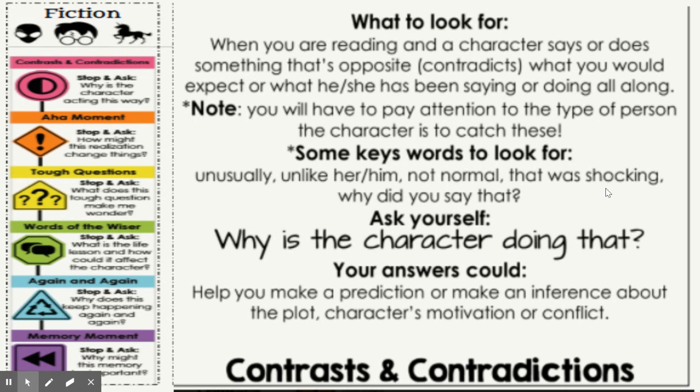So when you see these things, what you need to do is stop and ask yourself, why is the character doing this? Or why is this situation not normal? It's there to help you make a prediction or make an inference about the plot, the character's motivations, and the conflict. When you see it, what you'll do is highlight that piece in pink.